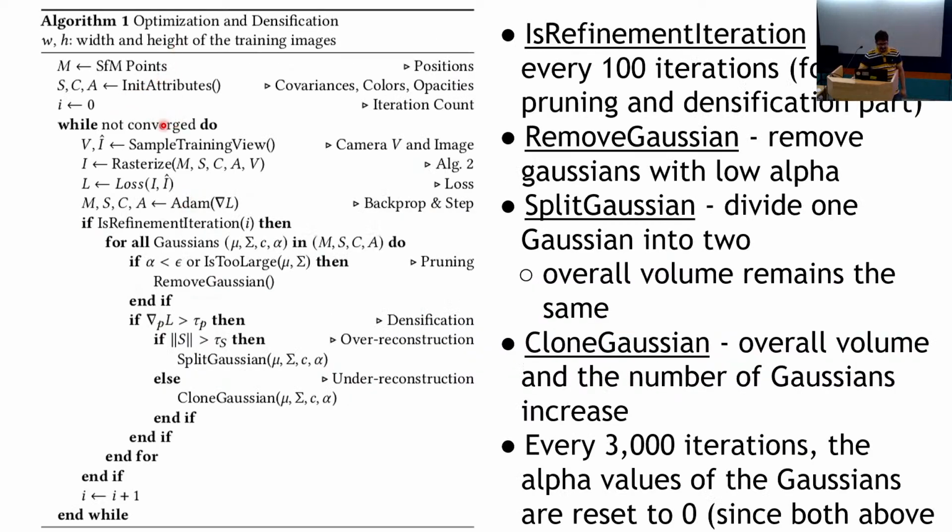This particular part is what defines it. So densification happens when the gradient is greater than some threshold. If it is over reconstruction, you check the norm of your covariance matrix, then you split. If it is under reconstruction, you clone. And this is another scenario which is called pruning. If your alpha is less than some threshold, you remove that Gaussian, right?